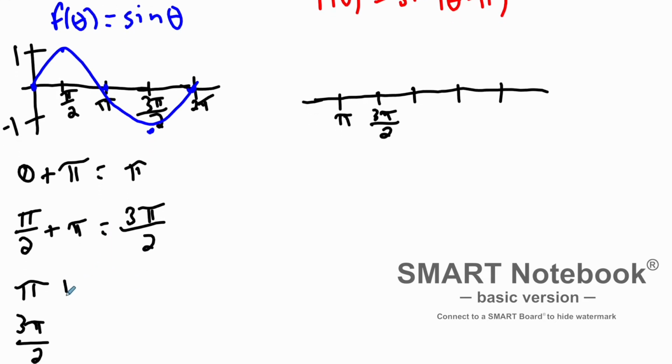Next up, we have pi plus pi. Treat pi like a variable. So this is like x plus x would give us 2x. So that's like 2 pi. All right, so next up is 2 pi.